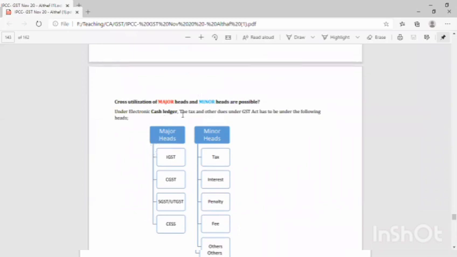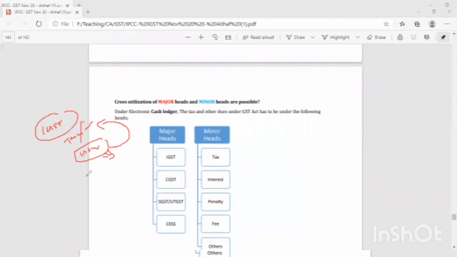Earlier, we couldn't set off the income or amount in one head to another head. This is actually talking about the cash ledger only, not ITC. Suppose you wanted to pay IGST tax amount, but while making the challan, you mistakenly deposited interest amount. Your cash ledger will have an interest balance, not tax amount, but your liability is towards the IGST tax. Earlier, you could not have utilized the interest amount to pay that tax amount.